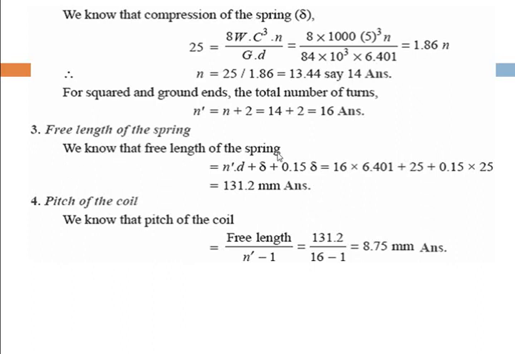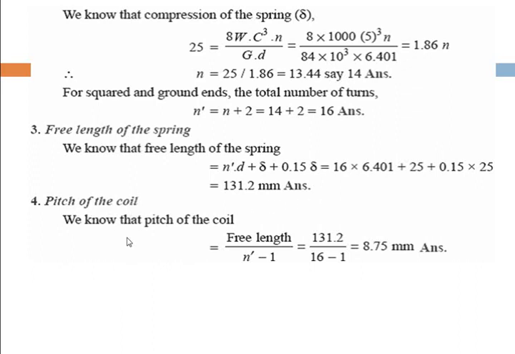Next we need to find out the free length of the spring. We know that the free length of the spring is equal to solid length plus deflection plus the overall gap between the coils, 0.15 times deflection. By substituting all these values which you have found out earlier, n dash is 16, d already we have found out 6.401, plus 25 already given, deflection, plus 0.15 into 25, we get 131.2 mm.